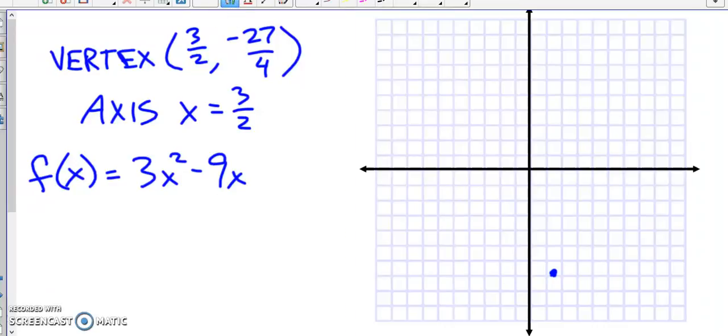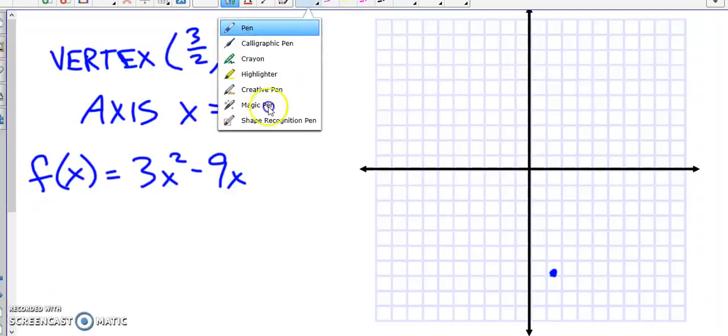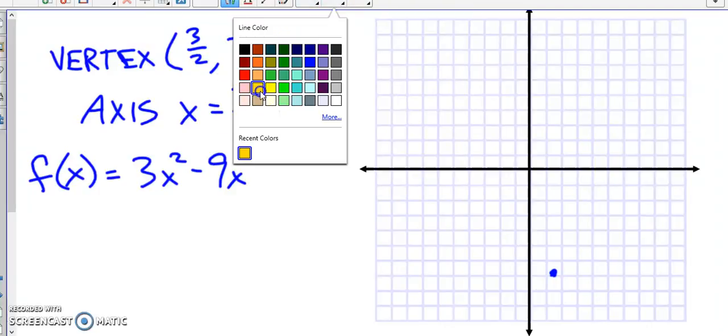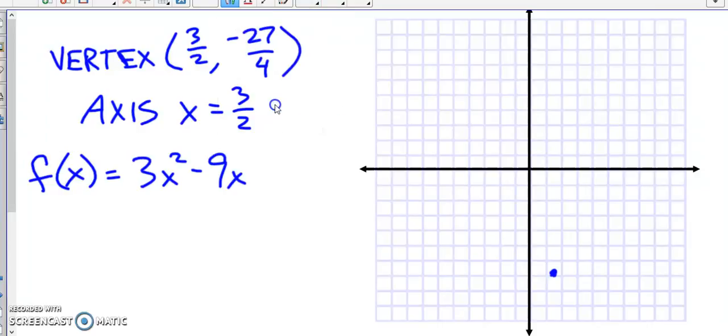But anyway, what I was going to do was show you that the axis of symmetry is this vertical line that goes right here. Okay.